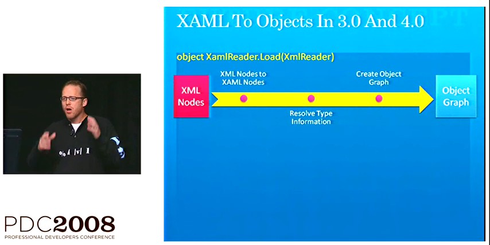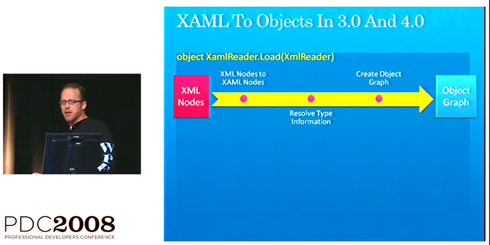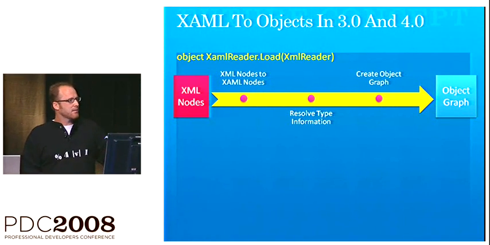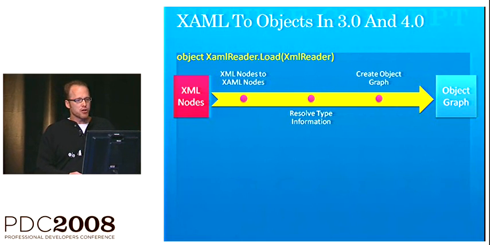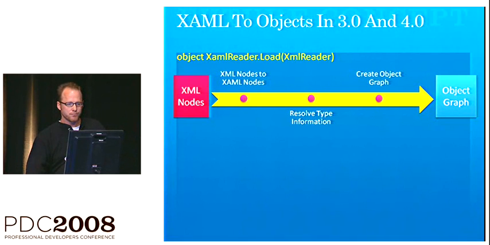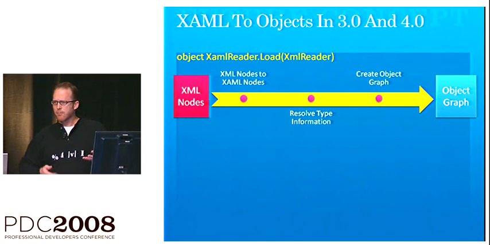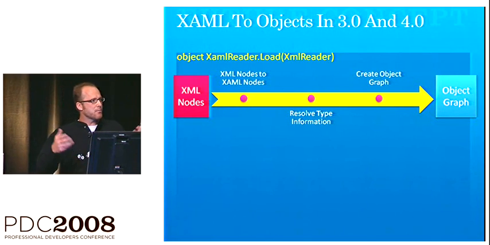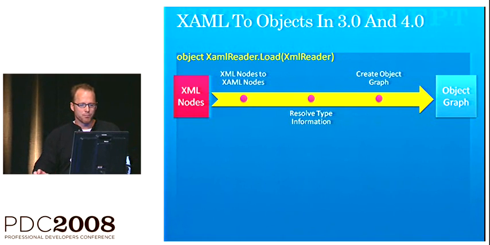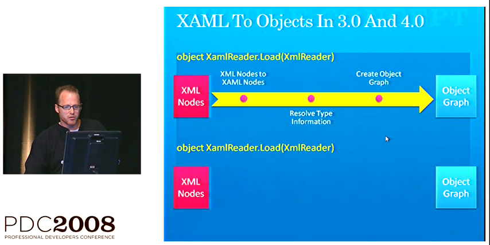XAML to objects in 3.0, there's an API, XamlReader.Load in Presentation Framework. It takes in an XML reader or a stream, and it returns an object. The API call is represented by this arrow. This arrow does three main things. It takes XML nodes and translates them to XAML nodes. It resolves type information. It figures out CheckBox actually maps to System.Windows.Controls.CheckBox. And it creates the object graph with whatever you've asked me to do. But it does all of those things in an unexposed sort of way.